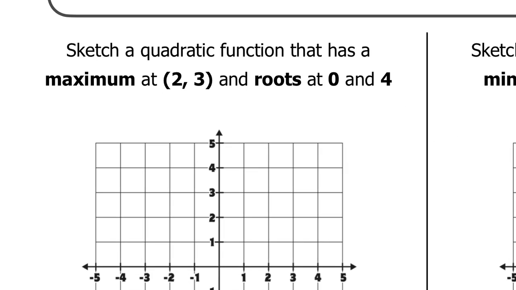So in our first example, it's telling us to sketch the quadratic function that has a maximum at 2, 3. Now remember what that maximum means. It means that the graph is going to have to be upside down because in order to be a maximum, that vertex has to be the high point of the graph, which means it needs to look like this. So far we know that our vertex is going to be at 2, 3 and the graph is going to go down kind of like this. And then it also has roots at 0 and 4.